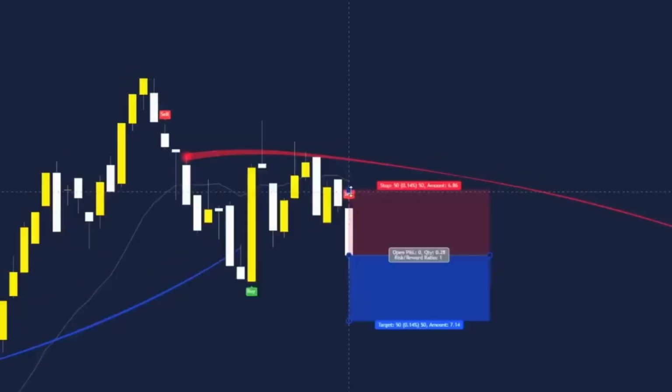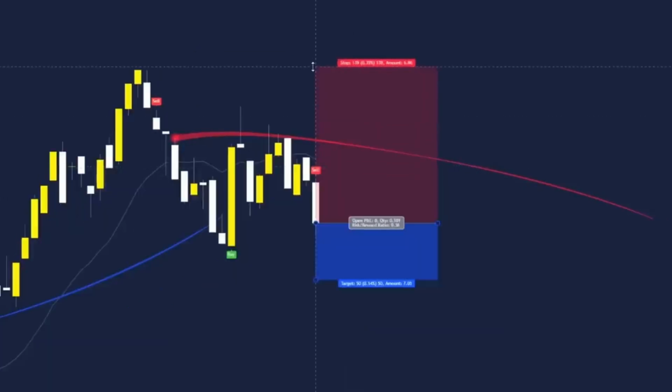Enter your sell on the close of the candle here. Now for your stop loss, I want you to drag that up to the recent swing high or the recent swing low, depending on the direction. I'm going to put it just above this recent swing high right here.